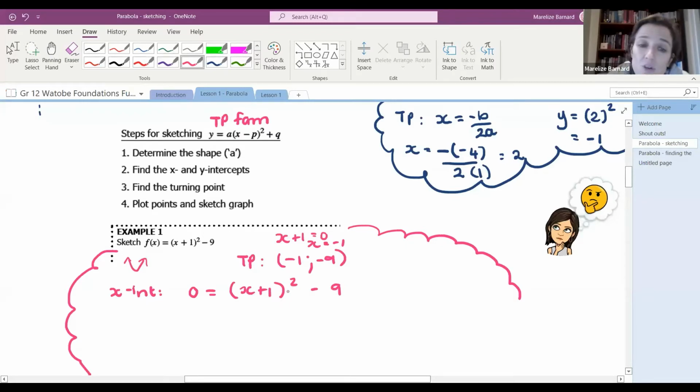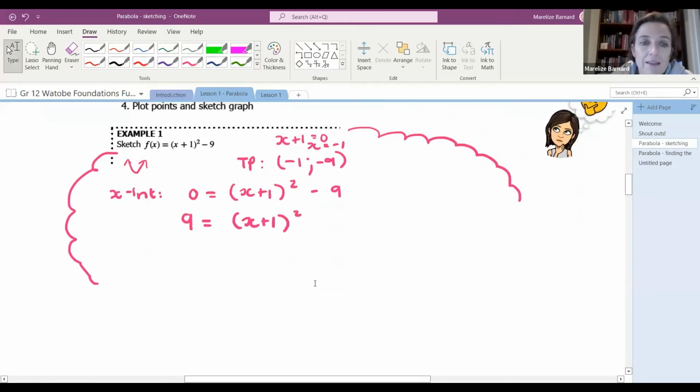Now we have two options. We can multiply this out and find our x's by factorizing. Or we can take the minus 9 to the other side, so it will become plus 9. And then we take a square root on both sides of the equation.